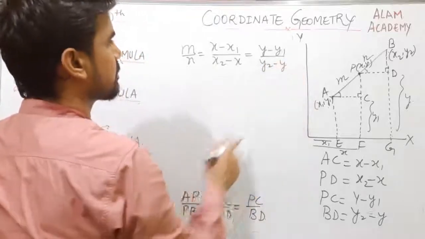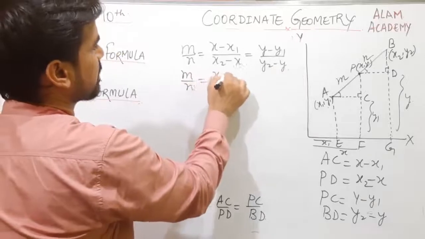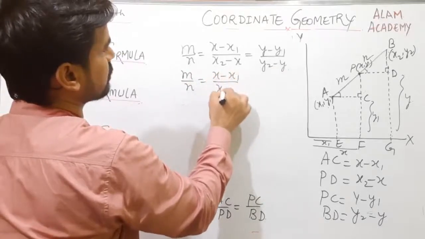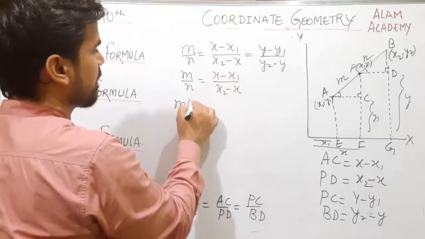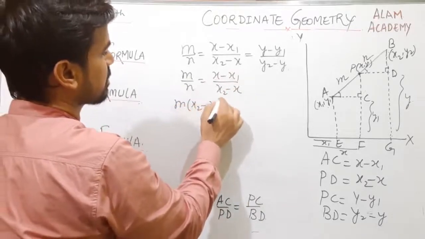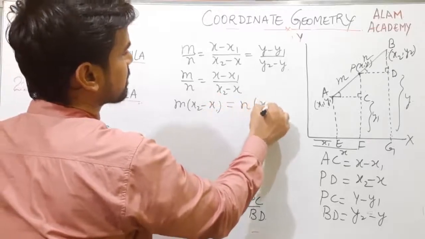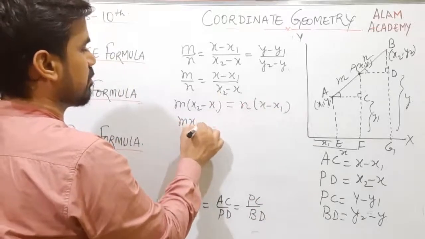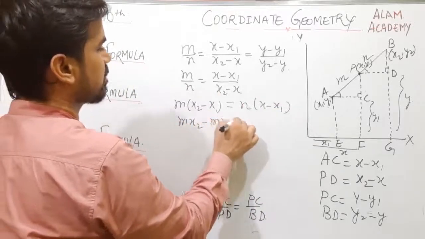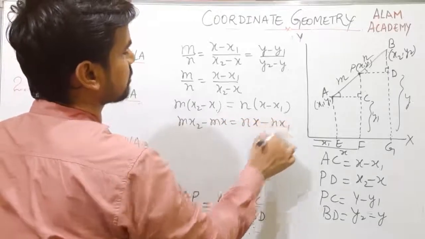Okay, y2 minus y. So m by n is equal to x minus x1 by x2 minus x. We cross multiply, so m(x2 minus x) is equal to n(x minus x1). Multiplying out, mx2 minus mx is equal to nx minus nx1.